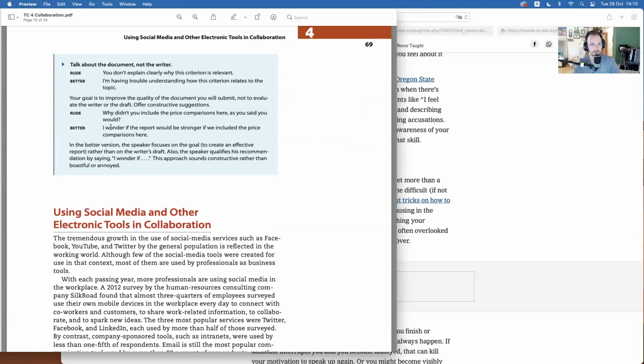Whereas if we look at this one, I wonder if the report would be stronger if we included the price comparisons here. Or you could say, I think it could be stronger if we included the price comparison here. So, you don't always have to say it in the most polite way, but you just want to make sure that you're not addressing the person themselves necessarily when you're critiquing.